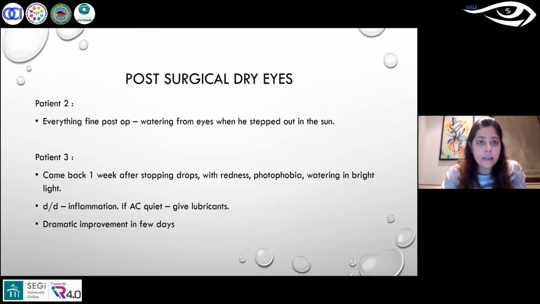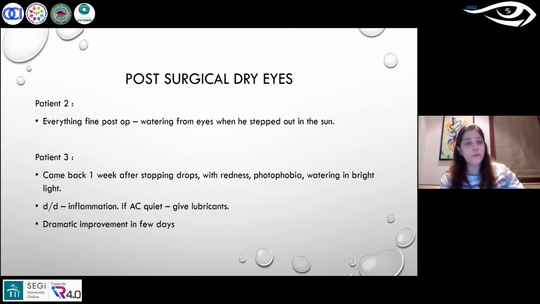Post-surgical dry eyes. A couple of more examples. Post-surgical dry eyes can present in a number of different fashions. The second patient, where everything was fine post-op, routine uncomplicated surgery, all he had was watering from the eyes when he's stepping out in the sun. So he's not able to take the bright light, and that is causing the watering.